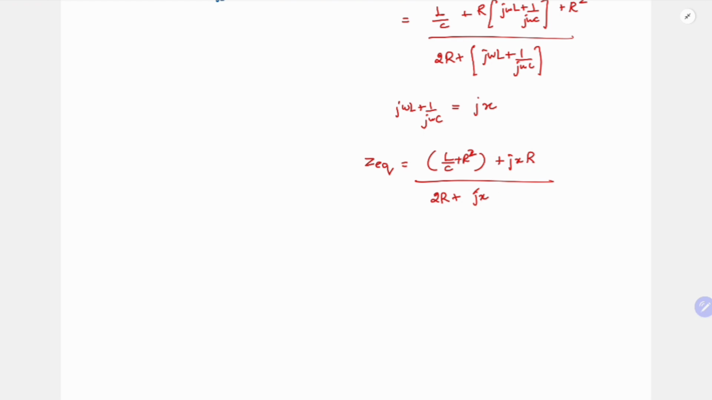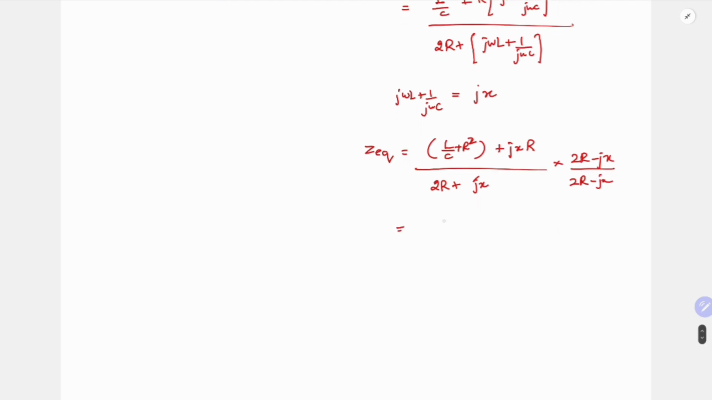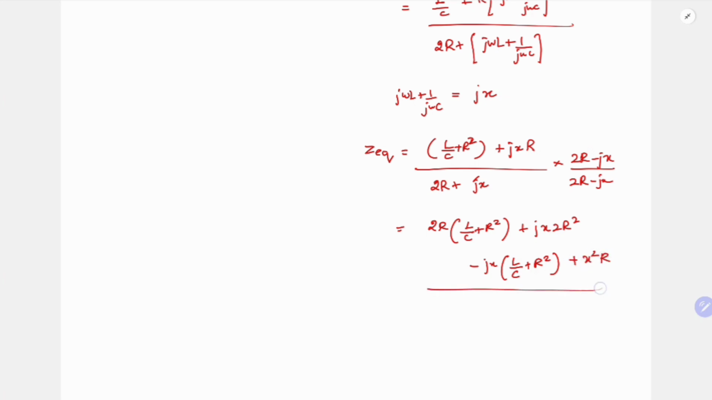So first I'll convert everything to the numerator. For that I will multiply by 2R minus jx over 2R minus jx. So then what does it become? This will become 2R into (L by C plus R square) plus j into x into 2R square minus jx into (L by C plus R square), and minus jx into this, so it will be plus x square R, divided by a square plus b square. So it is 4R square plus x square.